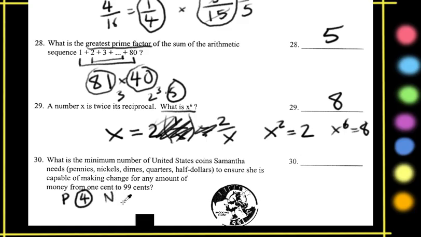I shouldn't have circled it probably. Let me make it consistent with this one over here. So for pennies, I know I'm going to need at least 4. For nickels, I know I'm going to need at least 1. Once I start making 5, 6, 7, 8, 9, I'm going to need a nickel.